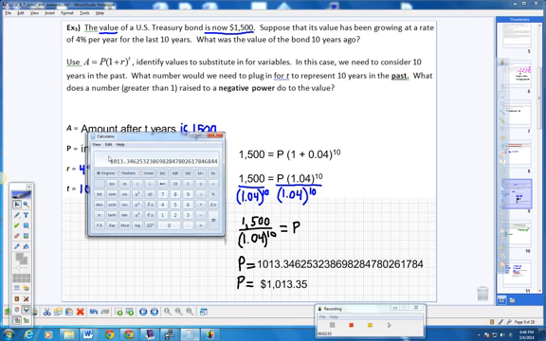I'm plugging this back in for P, so I'm taking this and multiplying it by 1.04 raised to the 10th power. Let's see if we get something close to $1,500. Look at that. We get $1,500. So that's how I know I'm right here, because I can plug it back into the equation, and it gives me the desired output.